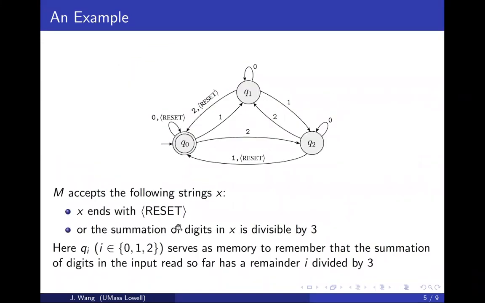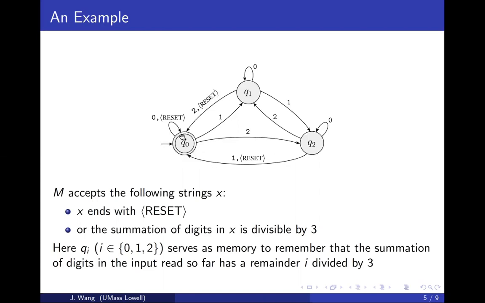So now let's look at an example. Let's look at this state diagram. The initial state and the final state are the same node. So Q0 is the initial state, which is also an accept state. And the inputs you have are 0, 1, 2, and reset.